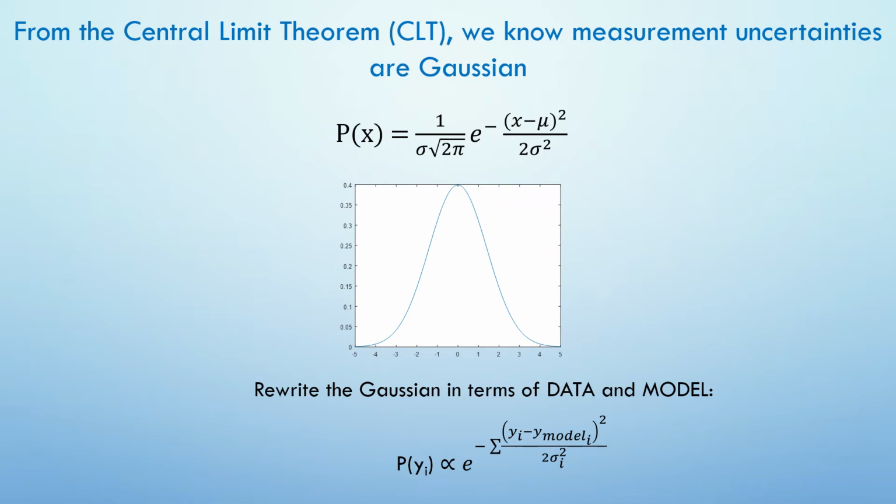Recall our video on the shape of uncertainty and how the central limit theorem ensures that measurement uncertainties are Gaussians. Note the equation for a Gaussian probability distribution. This is rewritten in terms of data and model at the bottom, where we ignore the prefactor 1 divided by sigma times the square root of 2 pi and substitute a proportionality instead of an equality.